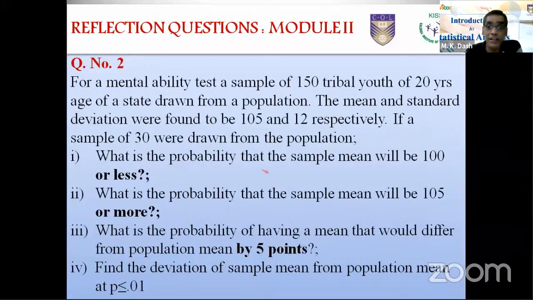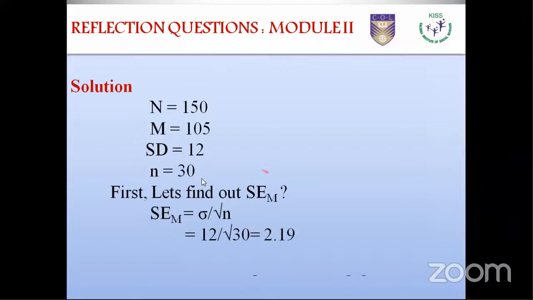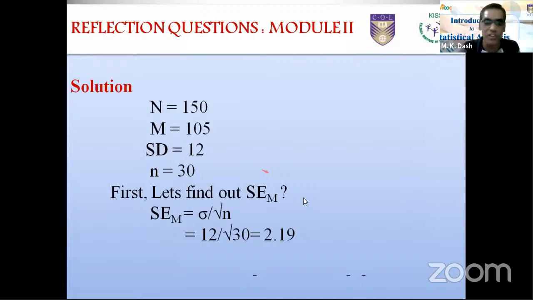A mental ability test of 150 tribal youth is given for 20 years age in a state. In your state, the mean and standard deviation are given as 105 and 12. Now we'll solve the question one by one. How much sample is taken? 30 samples are drawn out of 150. How to analyze it? I hope this much is very clear to you. Given data are noted. Let us first estimate the standard error of mean, that is 2.19.